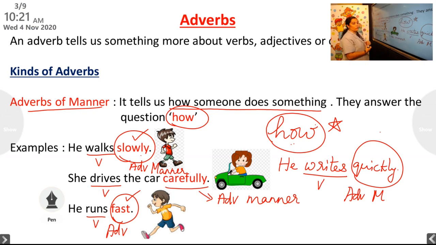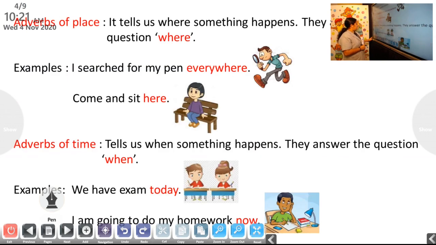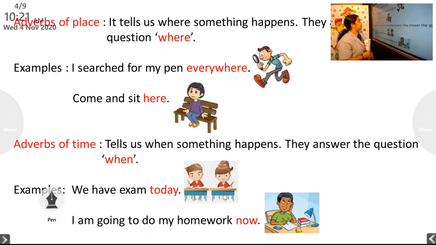I hope this one is clear to you. Adverb of manner. Next we have adverb of place.